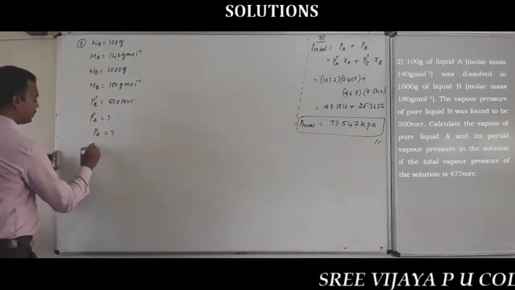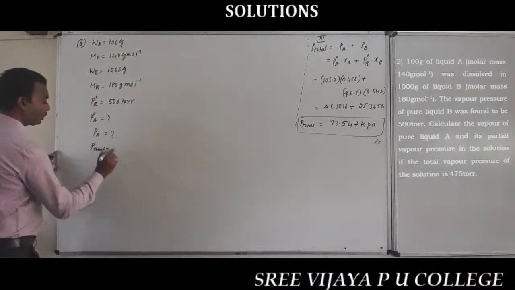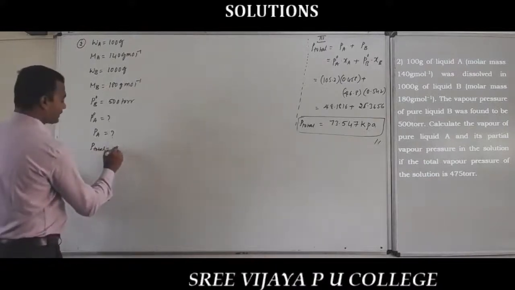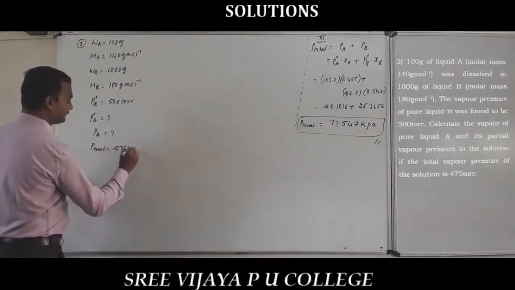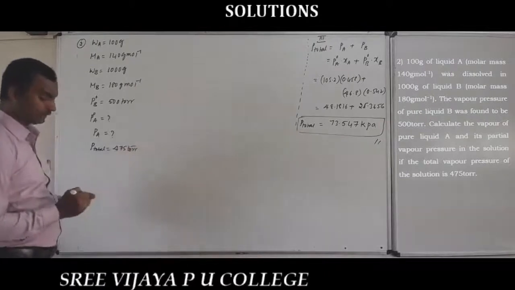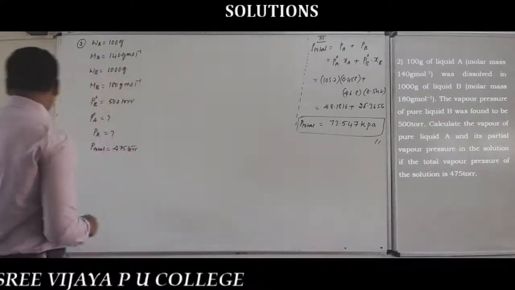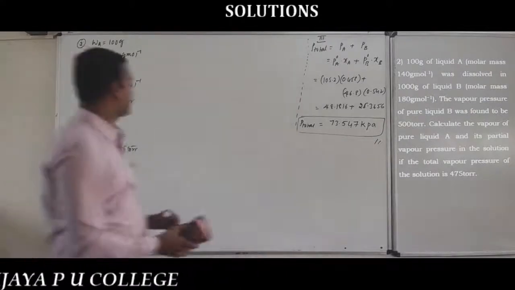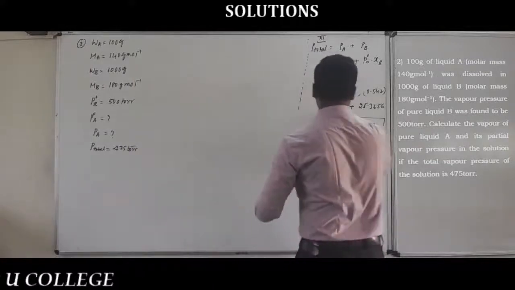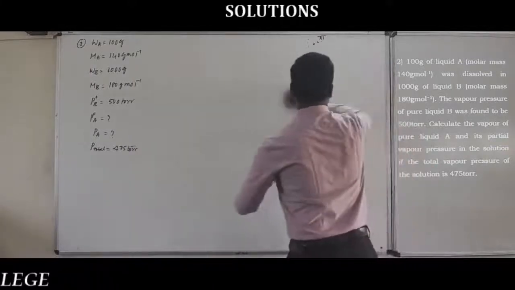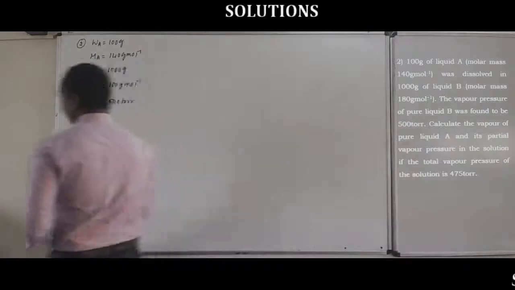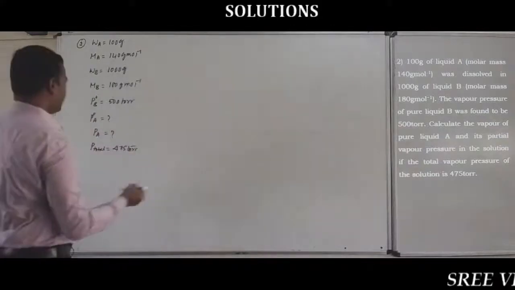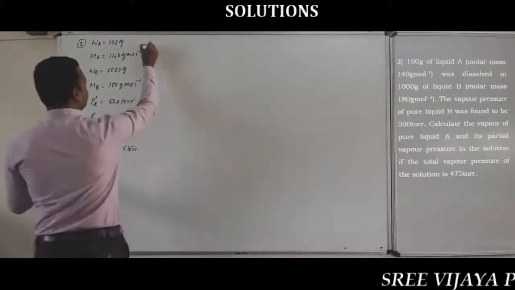So and also one more data, that is P total is equal to how much? 475 torr. That's the given data in the problem. So now first we have to solve the problem. First we have to calculate the number of moles. Already the mass and molar mass are given. First step only. So that is the data.